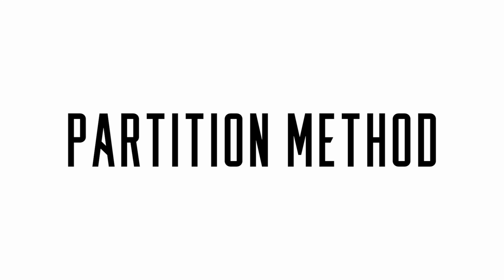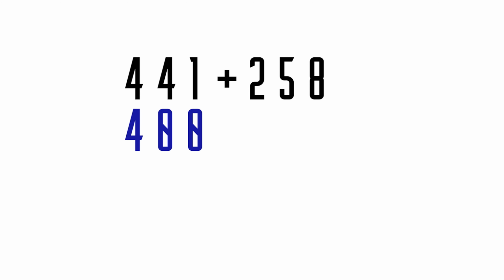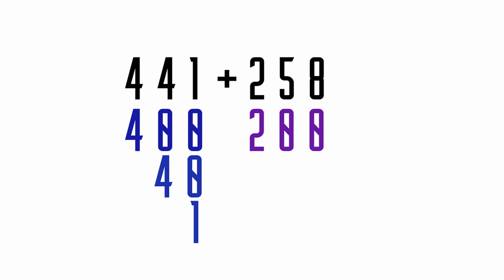There are many different ways to do addition calculations. Another way is the partition method. In this method, we partition our numbers into their respective place values and add them to one another. For example, if we wanted to add the two numbers 441 and 258, we would split the first number up into 400, 40, and then 1. The second number will be split up into 200, 50, and 8.